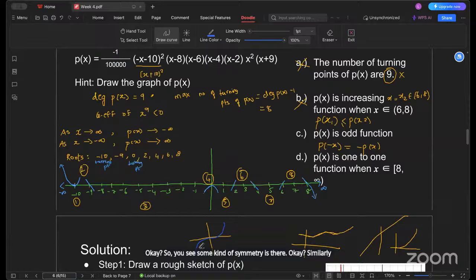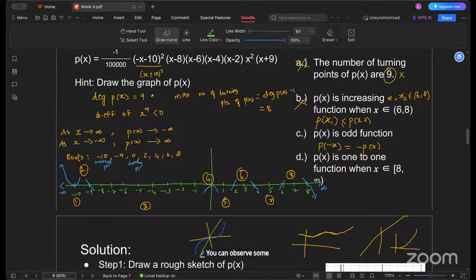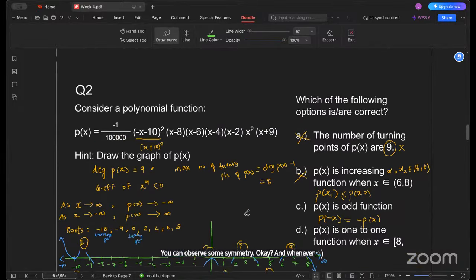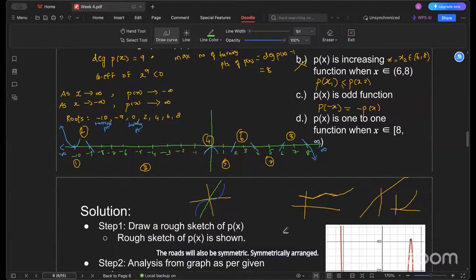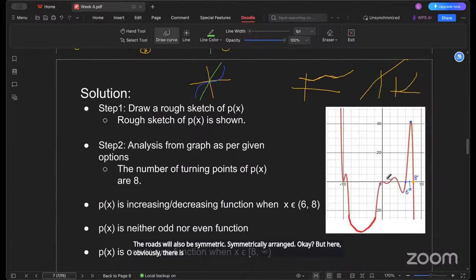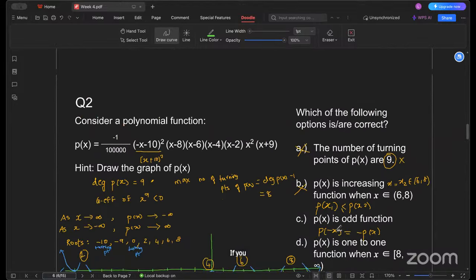Similarly, if you take f of x is equal to x, that also will give you some symmetry. And whenever you are considering polynomials, in fact, the roots are symmetric. You can see that about the origin on either side, the roots will also be symmetrically arranged. But here obviously there is no symmetry about the origin. The roots are at random places. So this is definitely not an odd function. You can see that directly from the graph, or if you have a confusion, just go back and apply the definition. It's just a long way.